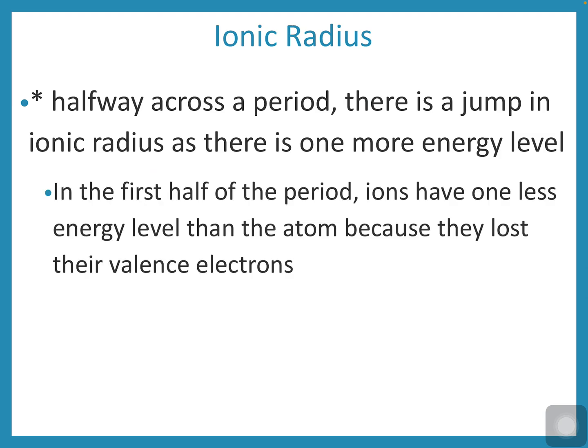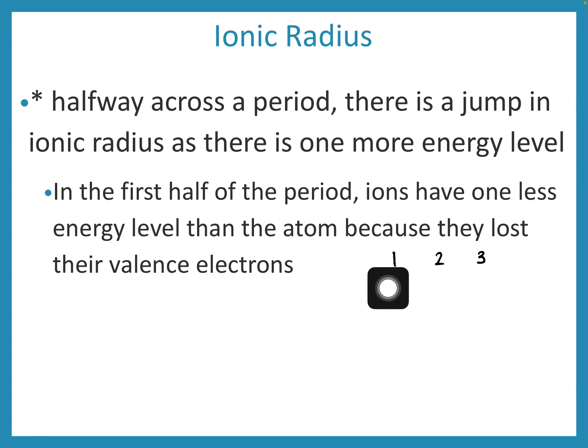So if we think about the first half of the periodic table, when we're talking about group 1, group 2, and group 3, those have respectively 1, 2, and 3 valence electrons in that outer shell.